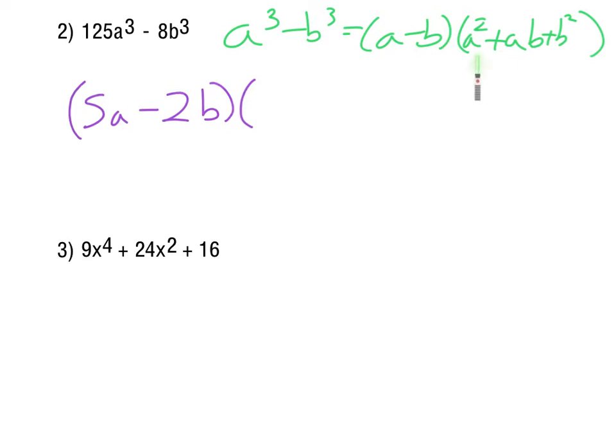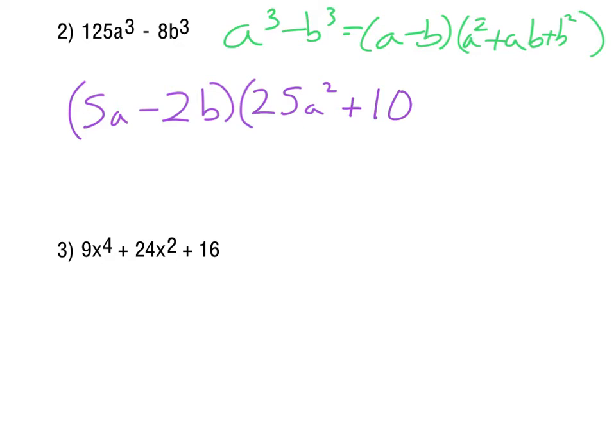Because notice in that trinomial, first thing is just squaring a. Well, we already have a right here, so a is our 5a, really. So we square 5a, and we get 25a squared. The second part of our trinomial is just the product of ab. Well, a and b are right here. In this case, 5a and 2b. So we multiply those together, we get 10ab.